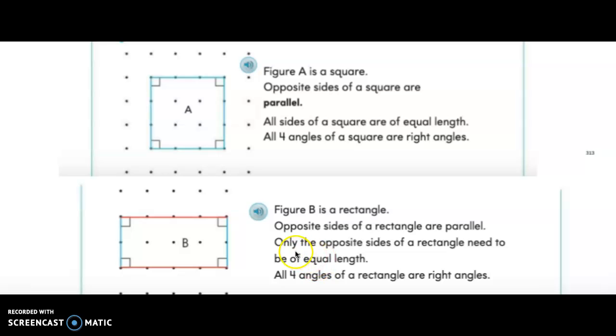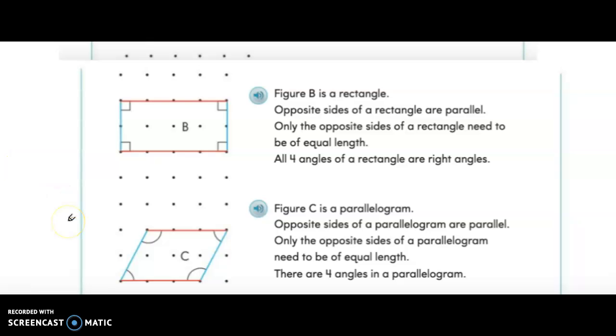For a rectangle, only the opposite sides need to be of equal length. For example, the red lines are equal length because those are opposite sides, and then the blue sides are equal length. That is different than a square because a square has to have all four sides equal. A rectangle needs to have two sets of equal sides in length. This set is equal and this set is equal. Finally, another similarity to a square is that this rectangle has all four angles as right angles. Again, we can tell that because we have these squares here.